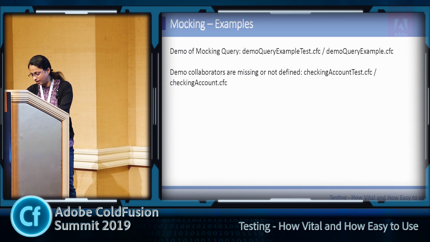The other example I have for mocking is when the collaborators are missing or not defined. Let's say in this example my function B doesn't exist or function C doesn't exist, then how would you test your function E? For an example of this, check here.